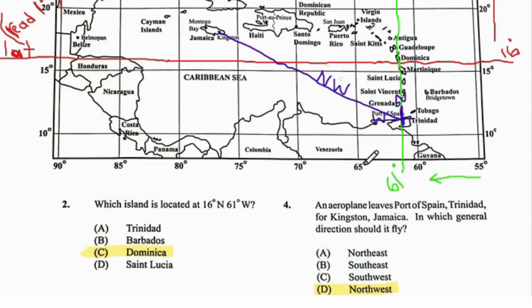So we say, if a plane leaves Port of Spain, Trinidad to get to Kingston, the plane would have to fly in a northwesterly direction. And so our answer to question 4 is D, which is northwest.